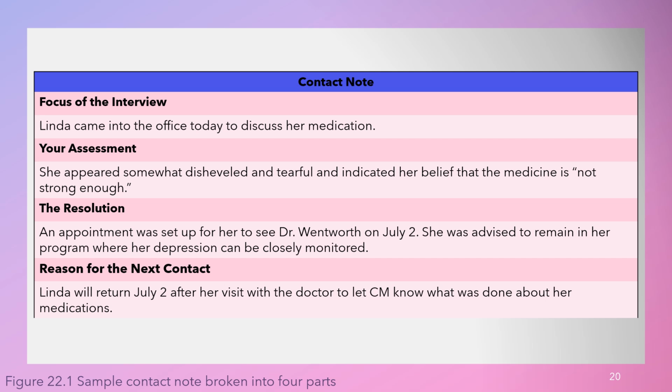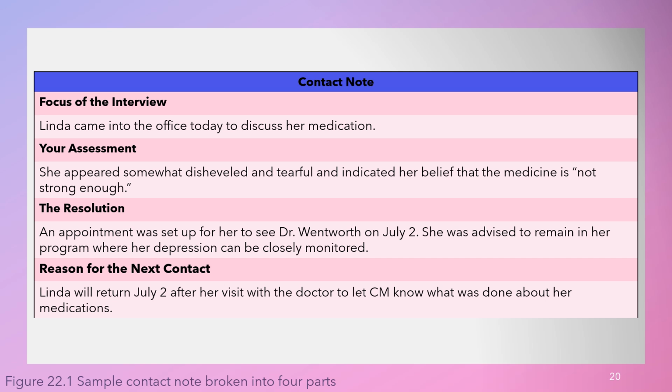The resolution. An appointment was set up for her to see Dr. Whitworth on July 2nd. She was advised to remain in her program where her depression can be closely monitored. And lastly, we have the reason for contact or the reason for next contact. Linda will return July 2nd after her visit with the doctor to let the case manager know what was done about her medications.